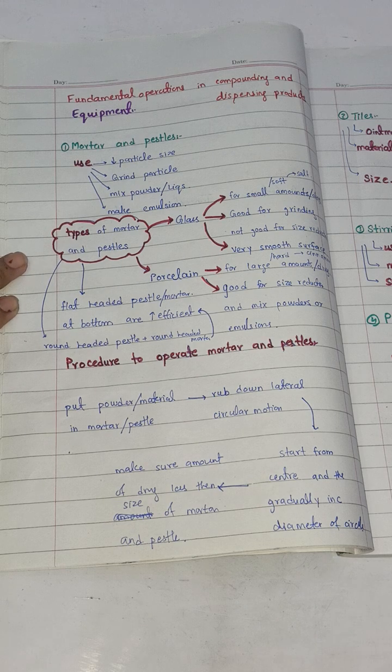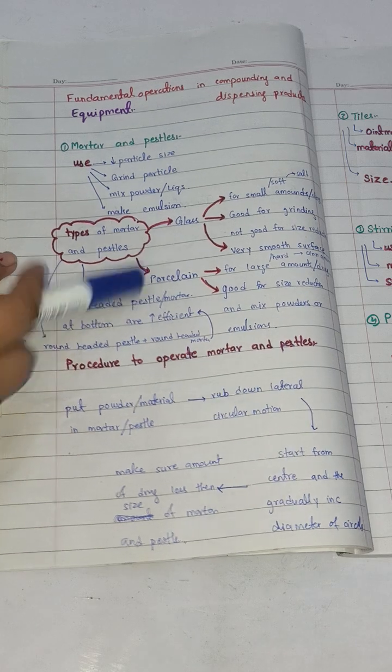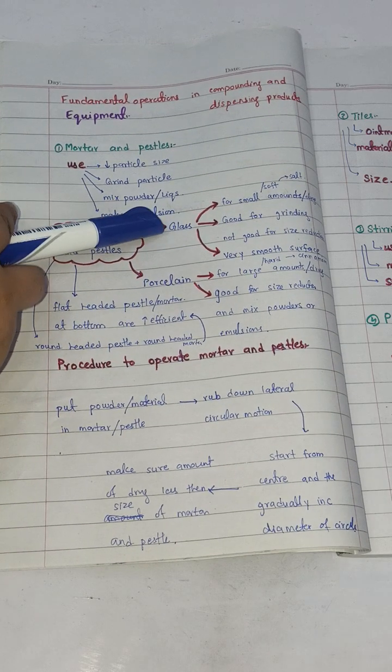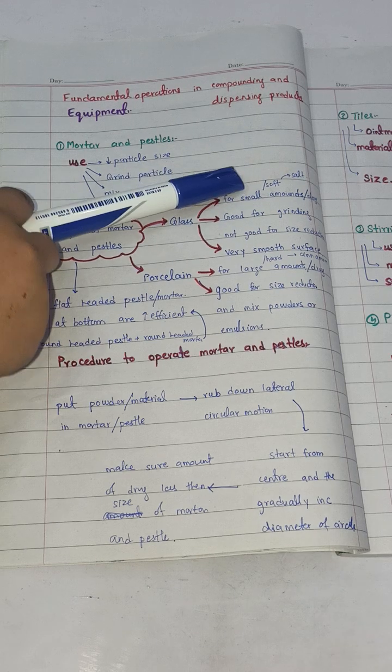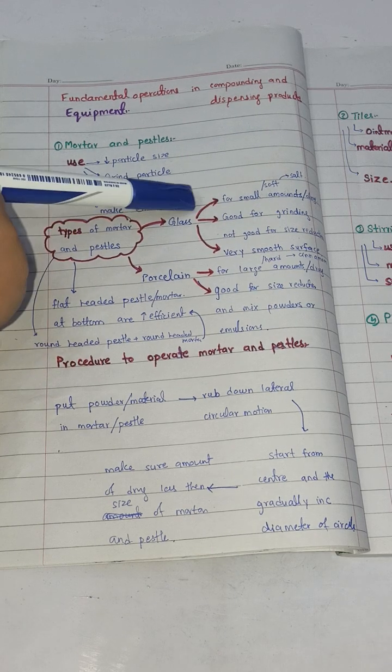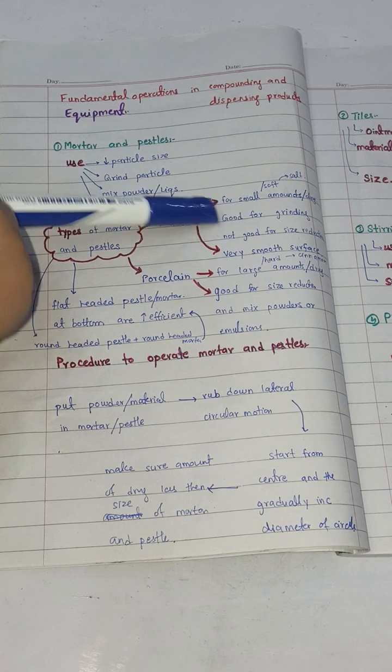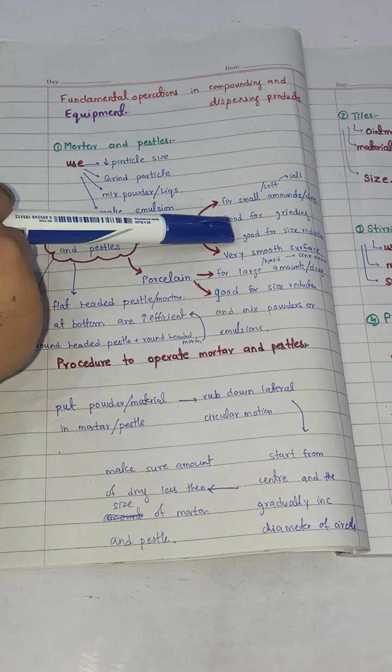There are some types of pestle and mortars. They can be of glass, they can be of porcelain. Glass pestle and mortars are used for a small amount of drug, or a drug which is soft like a salt, and good for the grinding purpose, not good for size reduction.